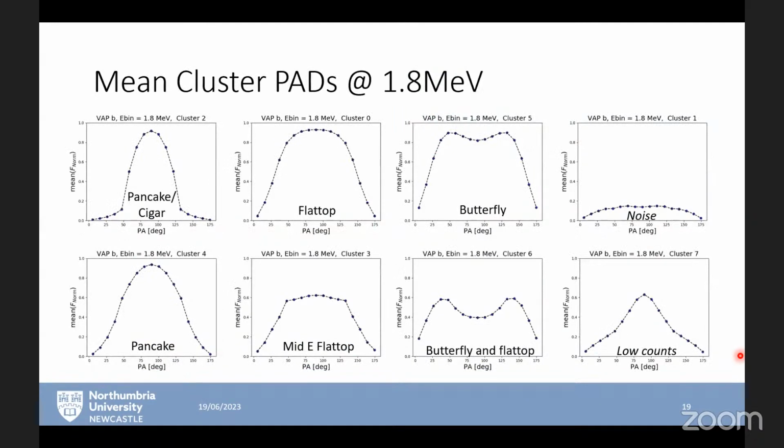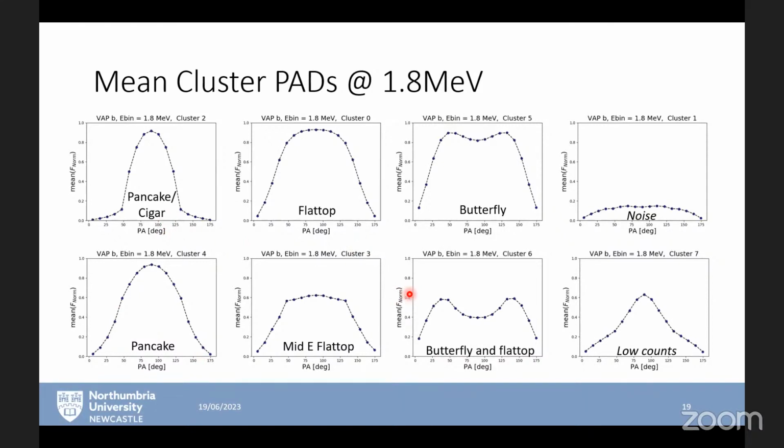So just to show you the shapes that I am seeing in the full energy range, here are the pitch angle distributions at 1.8 mega electron volts only. We have pitch angle plotted along the x-axis and the mean normalized flux plotted on the y-axis. I have noted their shape underneath so that you can see the shapes I am looking at.